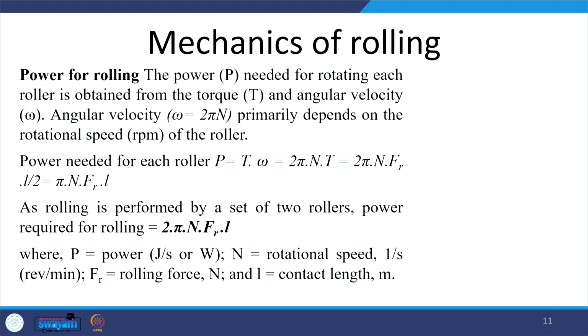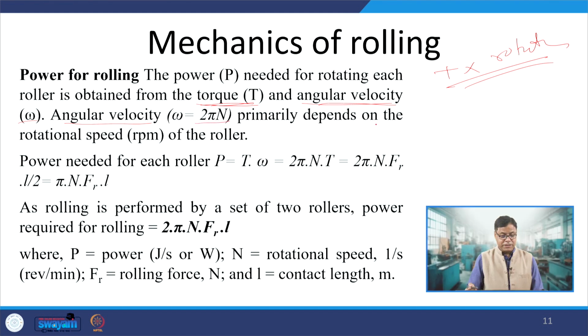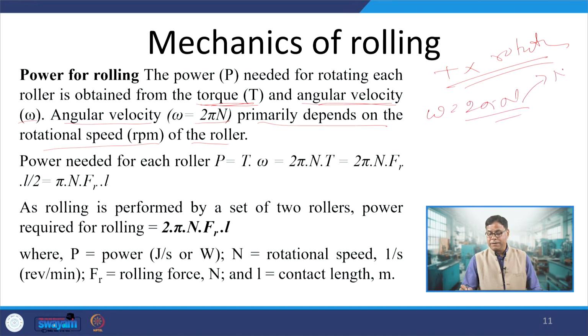Power for rolling is obtained again using the torque required and angular velocity. So, the torque and the rotational speed, these two will be determining the power required for the rolling. The power needed for rotating each roller is obtained from the torque and angular velocity omega. Angular velocity is obtained from 2 pi n, where n is the rotational speed in rotations per minute, which primarily depends on the rotational speed of the roller. And T is the torque, we have already seen that.